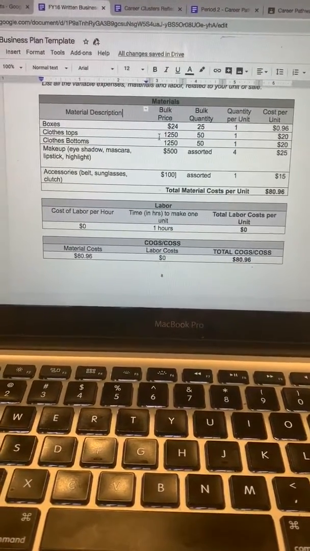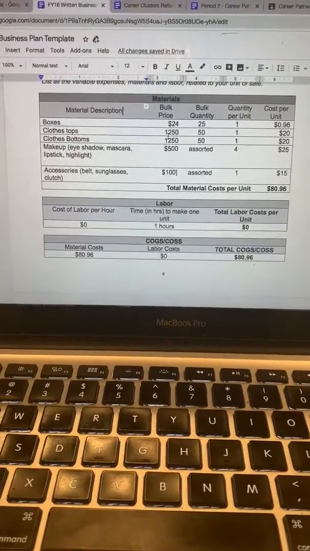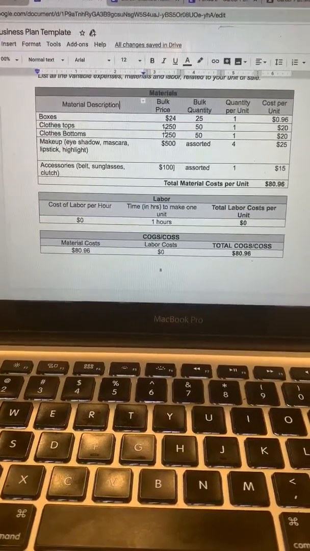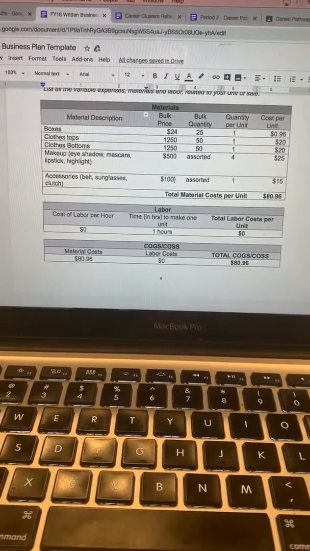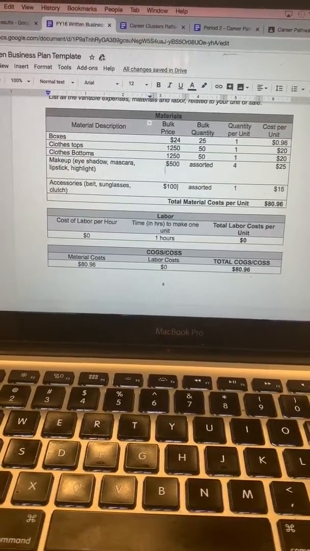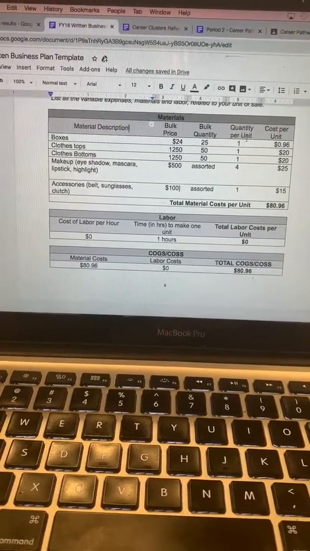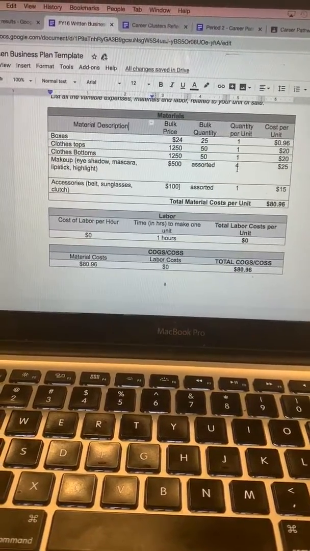Now, there's going to be a bit of research that's going to be involved here. So do your due diligence and figure out what materials you need for the product that you're doing. Research how much it would cost. Research how much of it you would get or receive. And then what would be the quantity that you're selling.